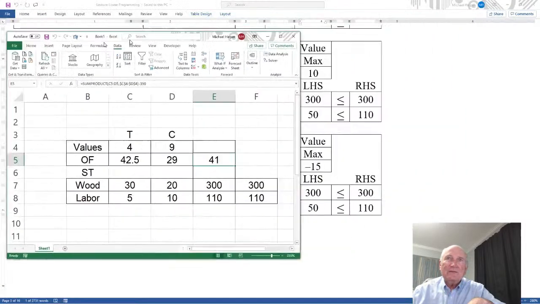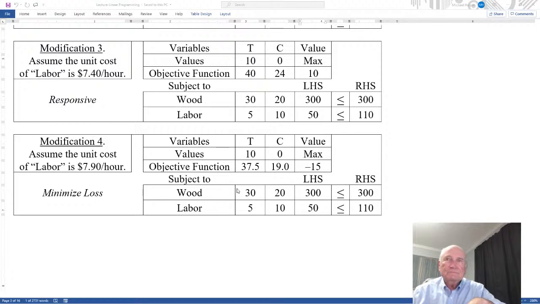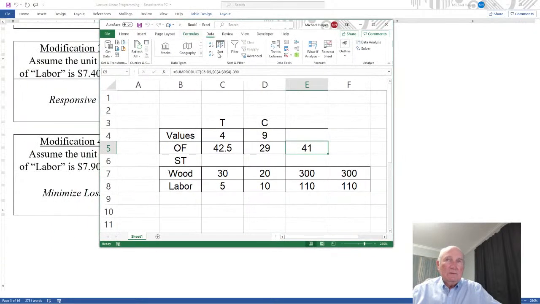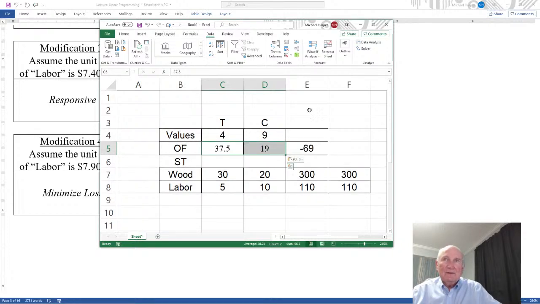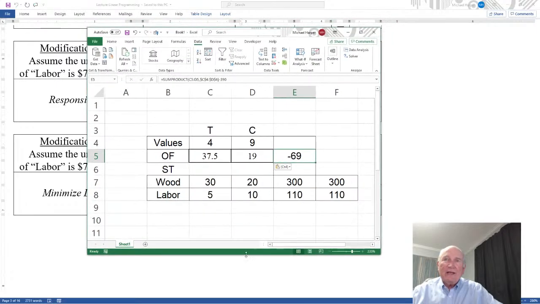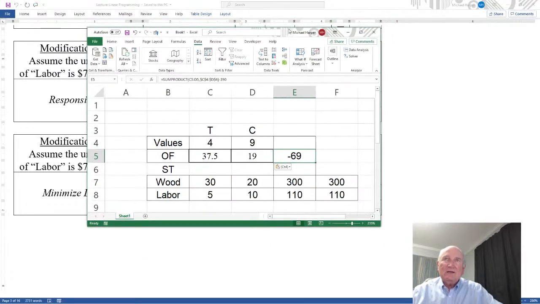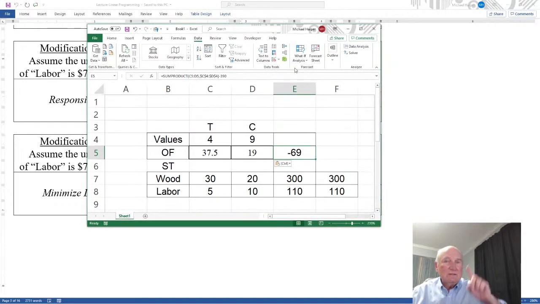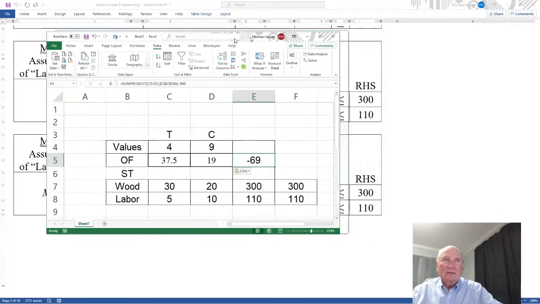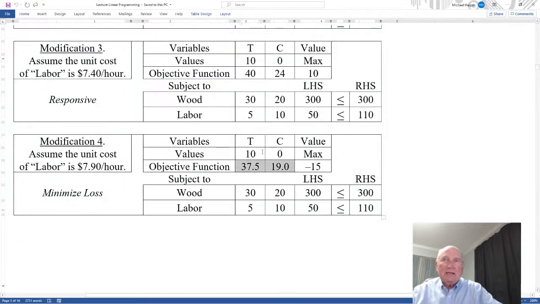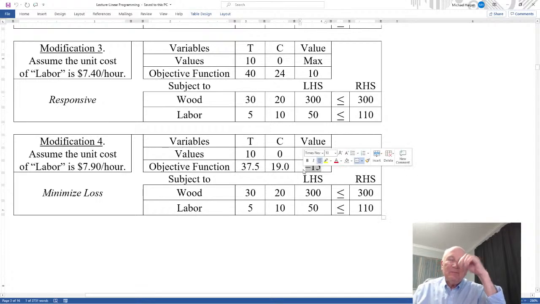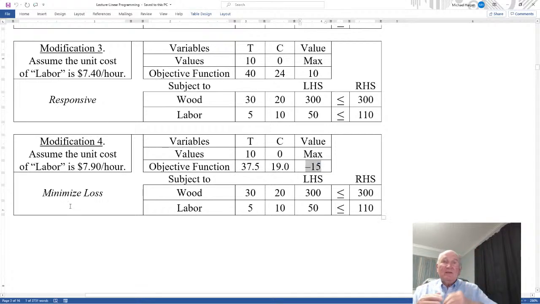If we take this and say 37, let's take these two. Got to be careful here. Put them back in here, and then it's minus $69. Well, what LP will say is, instead of 4 tables and 9 chairs, if you want to maximize your profit, or minimize your loss, then you would make 10 tables and 0 chairs, and the maximum profit, minimum loss, would be $15, not $69. That's the idea.